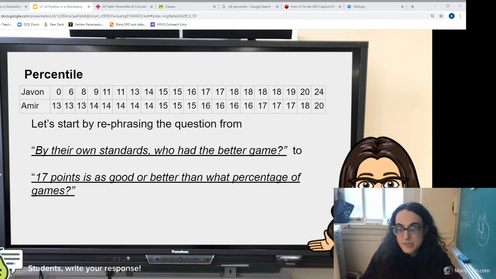Is 17 points better than half his results? Is it better than all of his results? Or is it maybe only better than 1 or 2 results? Maybe it's close to the bottom of his list. So we want to think of it this way: what percentage of Javon's games is this as good or better than? Or we can think, what percentage of his games are that good or worse? How many games out of his 20 did he score 17 or fewer? And then we can say this 17-point game was better than that percentage.